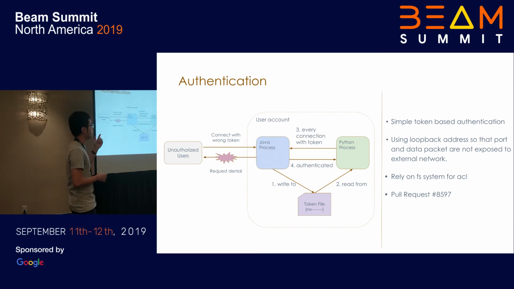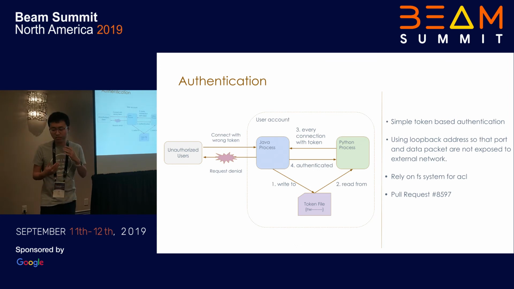When we establish the connection from Python to Java, Java will verify that this Python process really has the correct token. If it's some unauthorized user that doesn't have the correct token, the connection will be rejected. We also use the loopback address so that this traffic does not get exposed to the external network. So in order to spy on this channel, you have to log into the machine, and you also have to have root permission. So that's how we solve this problem. It's very unique, very interesting. We actually put this on the pull request.